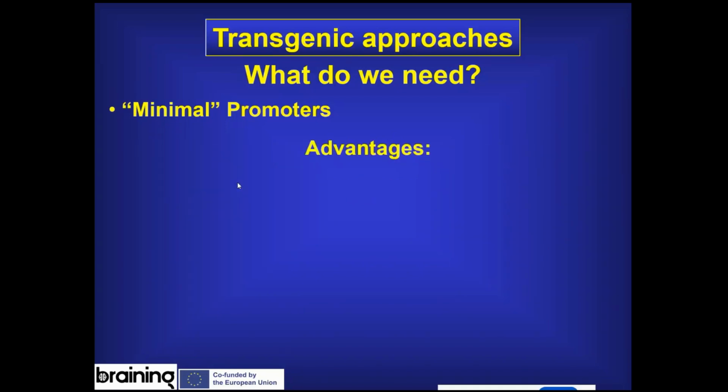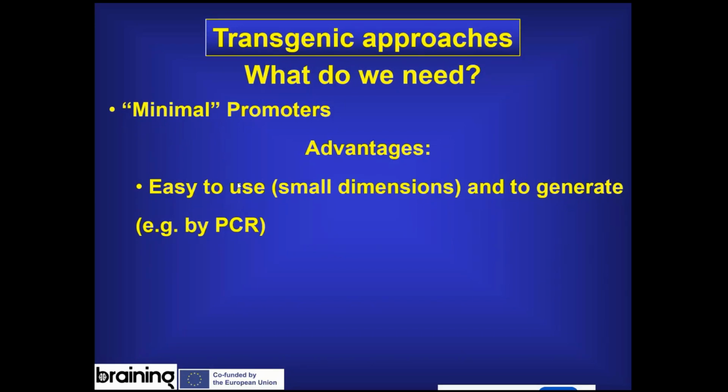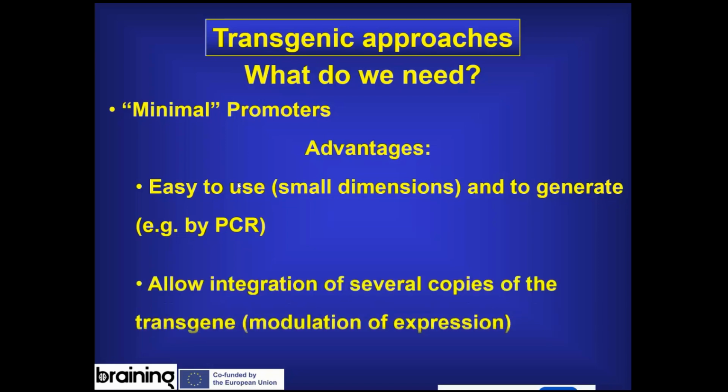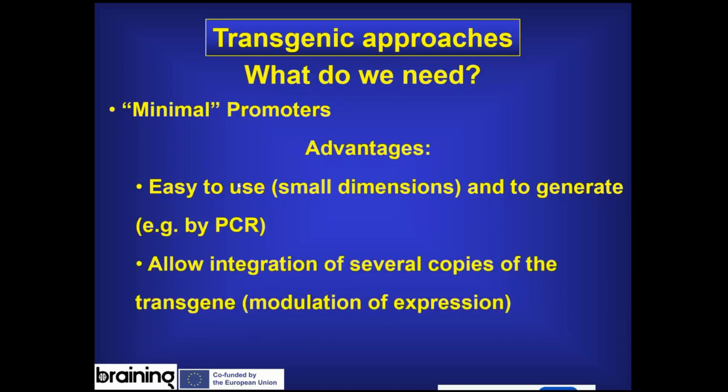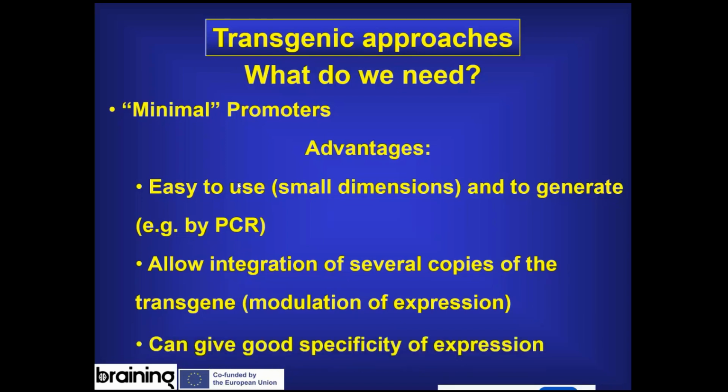The advantage of using a minimal promoter is that it's very easy to use, because the more DNA you manipulate, the more difficult it gets. It has a small dimension and can be generated just by PCR amplification. And since it's smaller, it can allow integration of several copies in the transgene, and this can modulate the expression. Sometimes it's sufficient to give good specificity of expression.